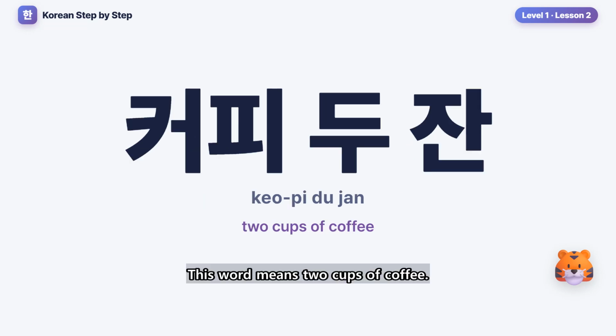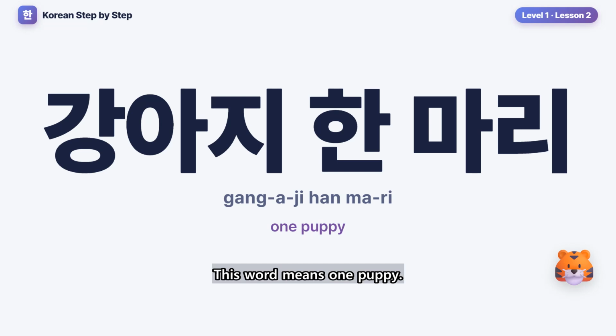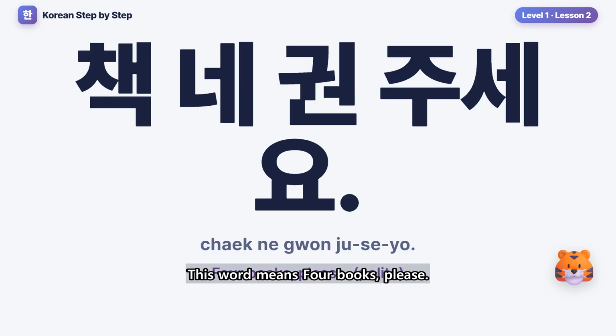This word means 2 cups of coffee. Listen. 커피 2잔. This word means 1 puppy. Listen. 강아지 1마리. This word means 4 books, please. Polite. Listen. 책 4권 주세요.